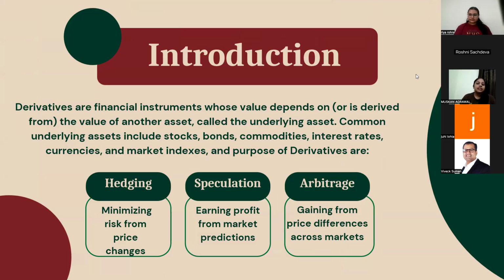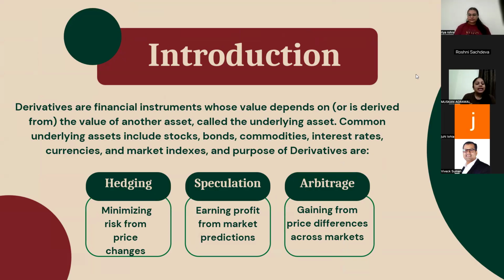So, first let's start with the introduction. First, we will see what is the meaning of derivative. A derivative is a financial instrument whose value depends upon or is derived from any other asset. Those assets are commonly known as underlying assets. Some of the common underlying assets are stock, bond, currency, interest rates, etc. Now we will see what are the purposes of derivatives.